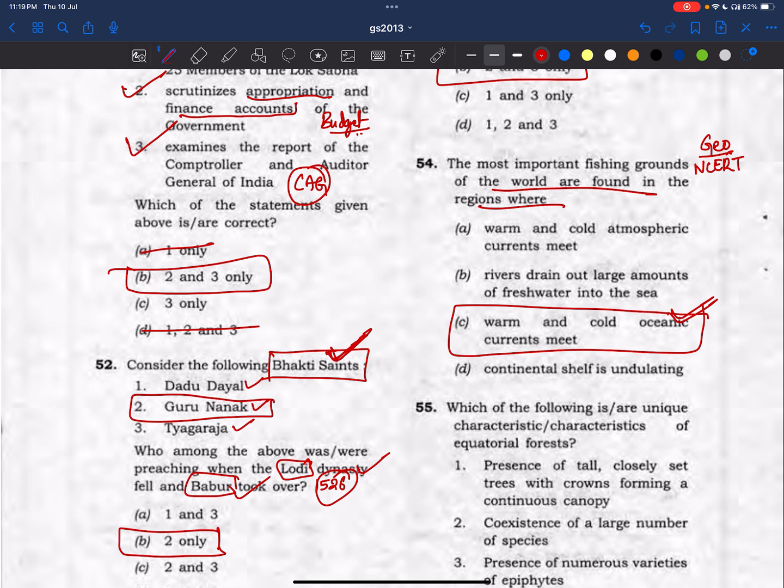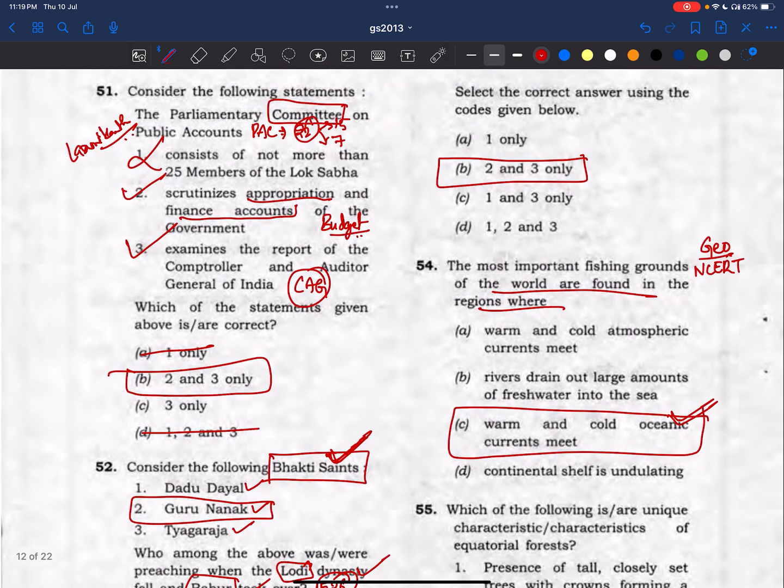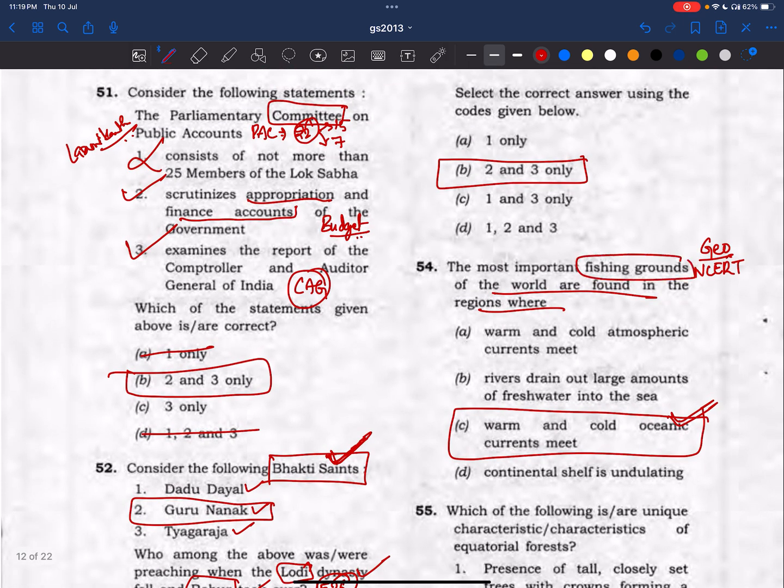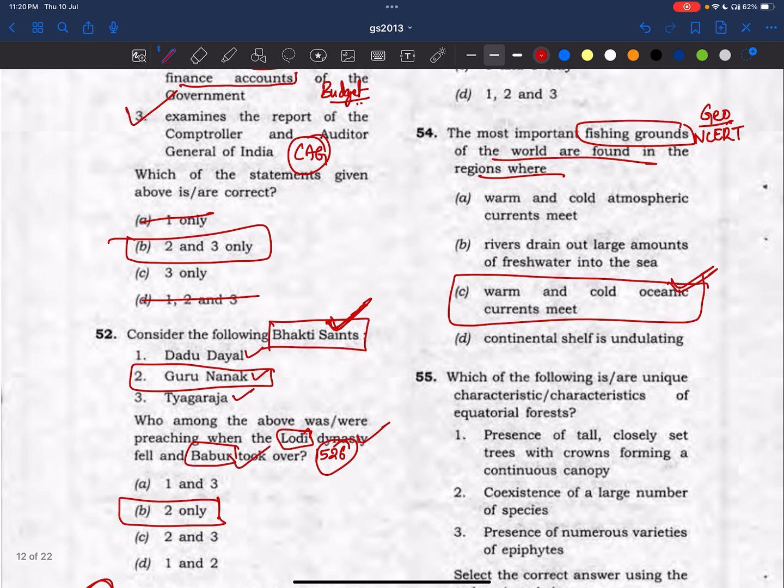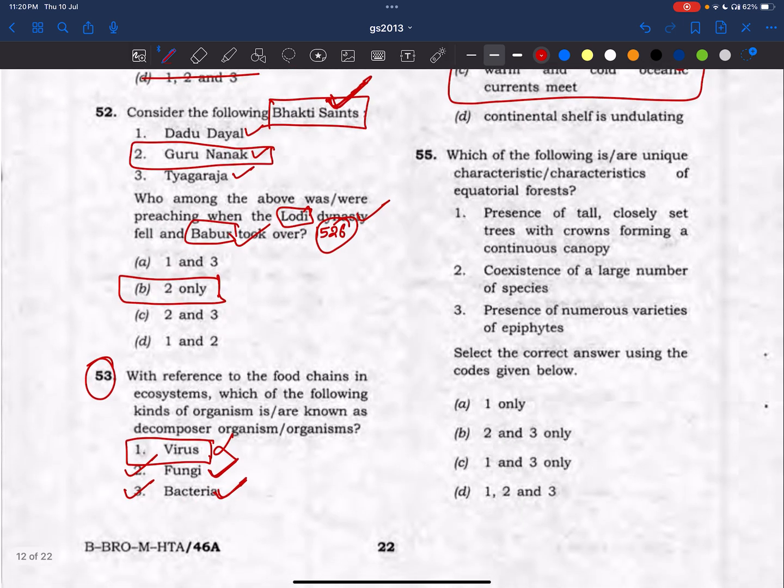And see, he's asking about fishing grounds. There are a few fishing grounds, like the Japan coast where the Oyashio current and Kuroshio current meet, and the Bay of Fundy also, and Newfoundland, I think so. Even that bay also. Okay. I'll share those examples in the Telegram channel, friends. They are present in NCERT also. You can revise it, but I'll share it.